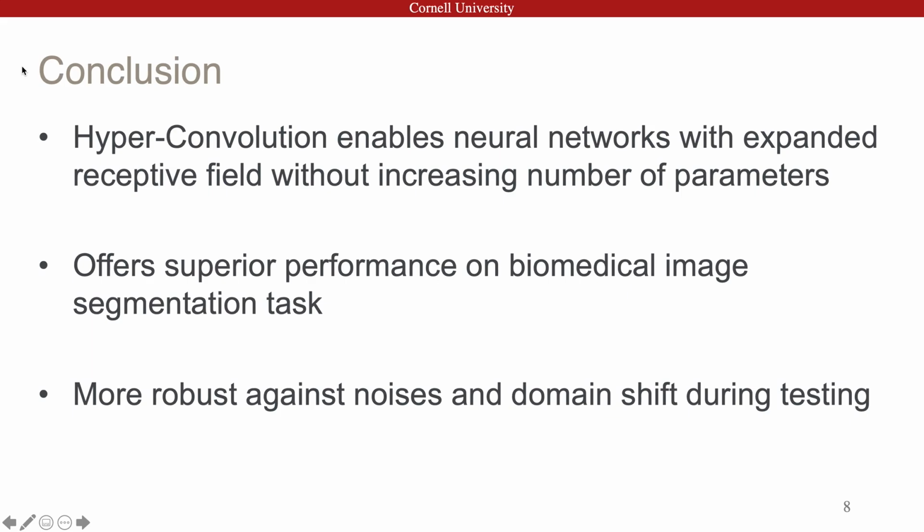In conclusion, hyper-convolution enables neural networks with an expanded receptive field without increasing the number of parameters. It offers superior performance on biomedical image segmentation tasks and is more robust against noise during testing.